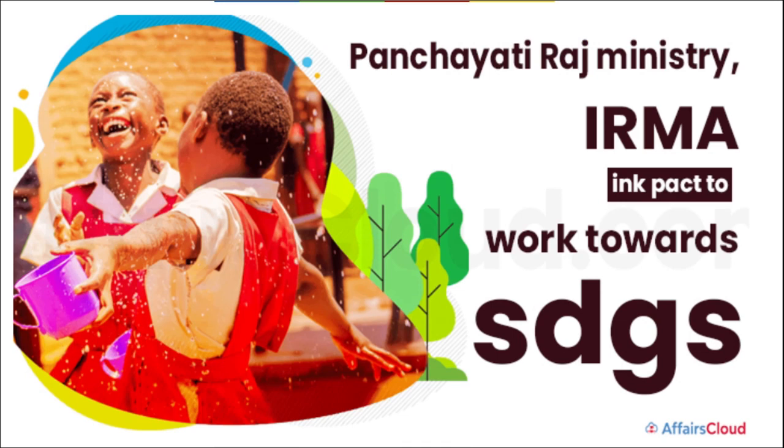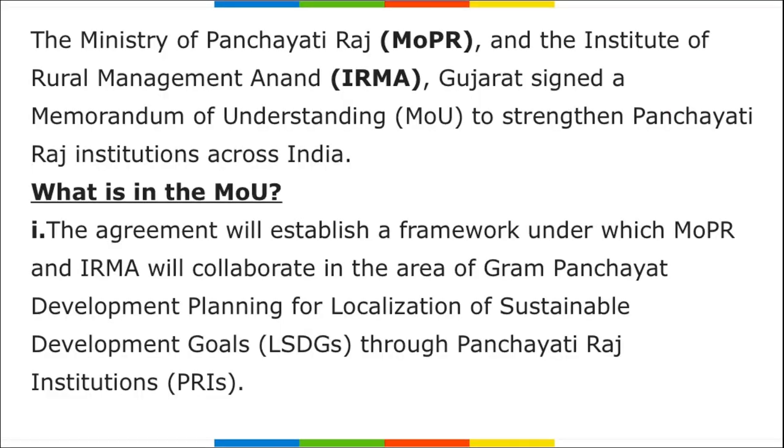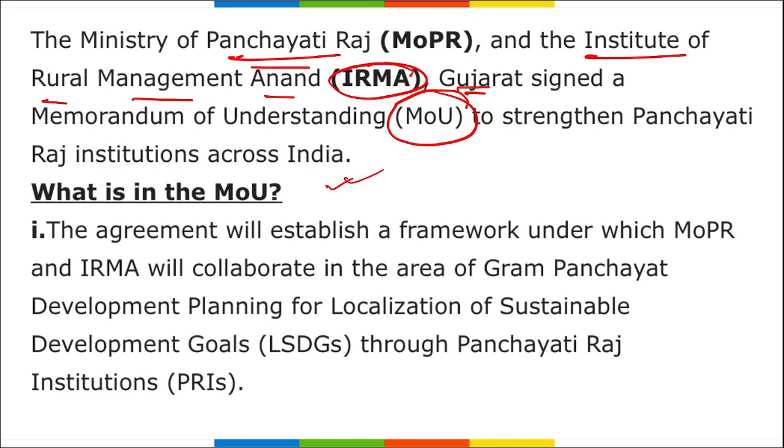Next is an important news, friends. Do take a note of it. The Ministry of Panchayati Raj and the Institute of Rural Management Anand, that is IRMA, together signed a memorandum of understanding to strengthen the Panchayati Raj institutions across India. Highly important. I repeat, recently the Ministry of Panchayati Raj along with IRMA of Gujarat signed a memorandum of understanding so that Panchayati Raj institutions can be strengthened across India.